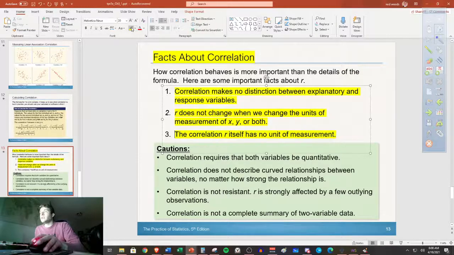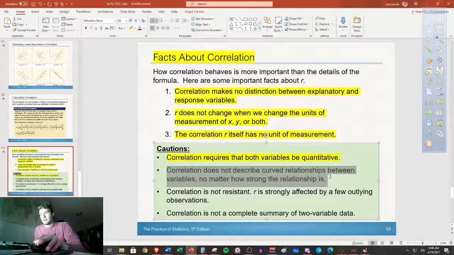Next, correlation R itself has no unit of measurement. That's very similar to standard deviation. There's no measurement for standard deviation, okay? And then we have some cautions down here. You have to have quantitative variables to do this. You can't have a yes or no question or type variable to do this.